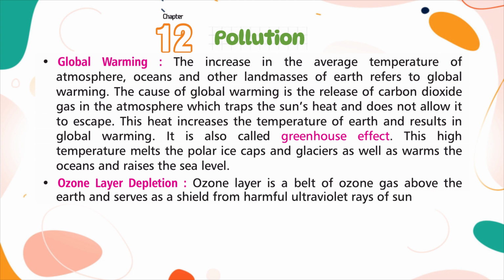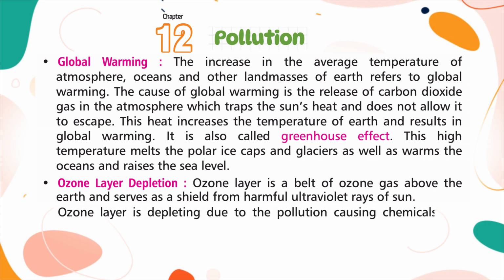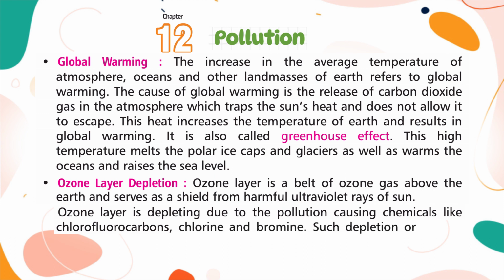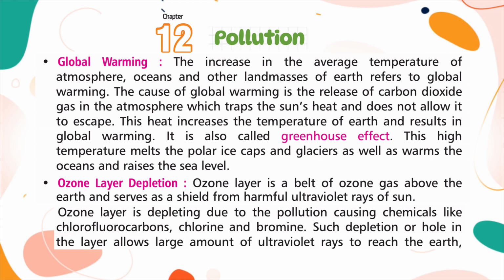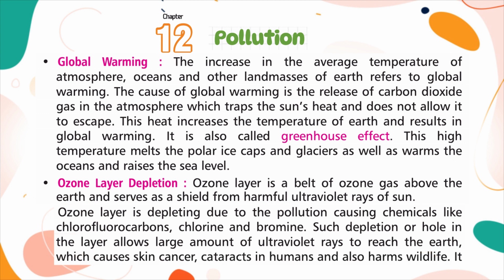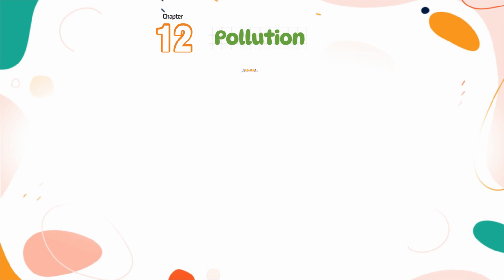Ozone layer depletion. The ozone layer is a belt of ozone gas above the Earth and serves as a shield from harmful ultraviolet rays of the sun. The ozone layer is depleting due to the pollution causing chemicals like chlorofluorocarbons, chlorine, and bromine. Such depletion and holes in the ozone layer allows a large amount of ultraviolet rays to reach the Earth, which causes skin cancer, cataracts in humans, and also harms wildlife. It also affects the plant kingdom and our food chains.